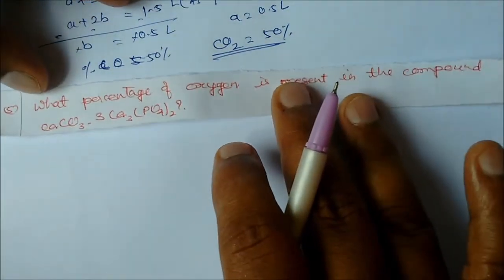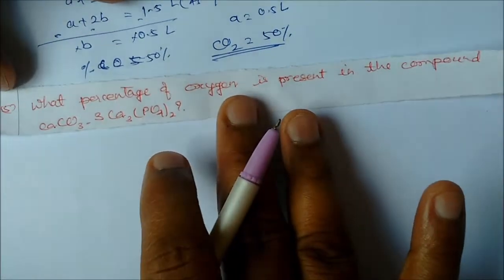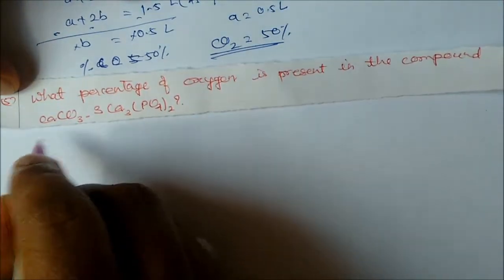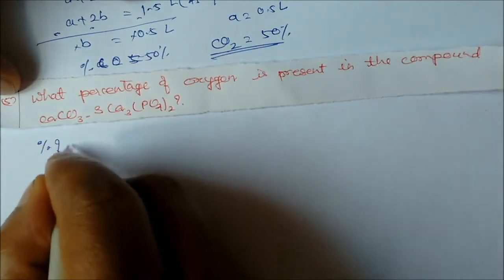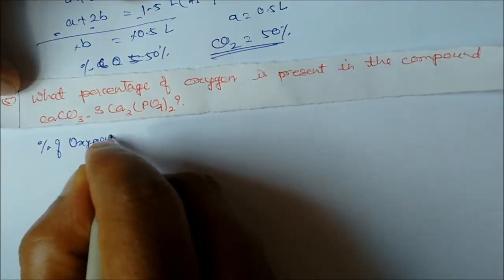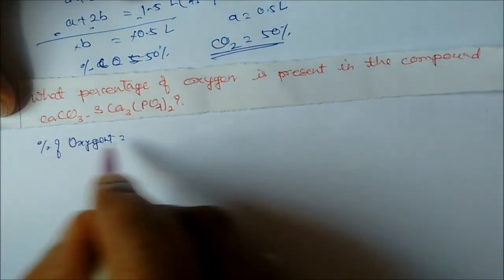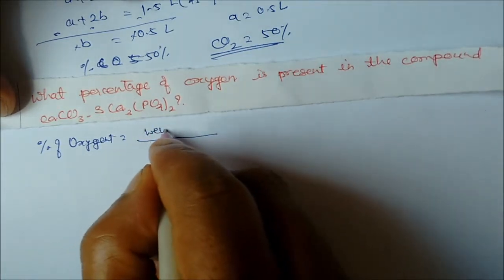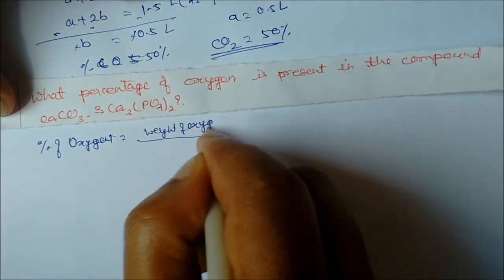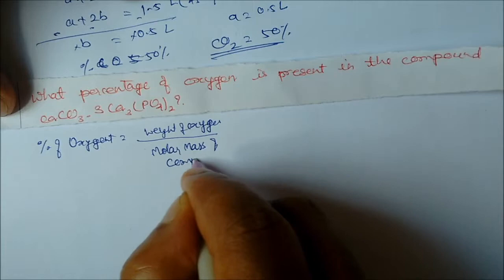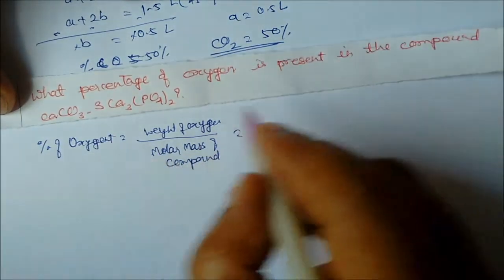Now we'll see the next problem. What percentage of oxygen is present in the compound calcium carbonate, calcium phosphate? Here we'll find the percentage of oxygen, which is the weight of oxygen divided by the molar mass of the compound. First we calculate the weight of oxygen.